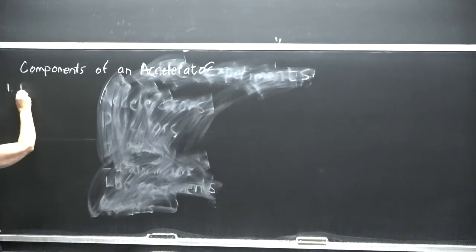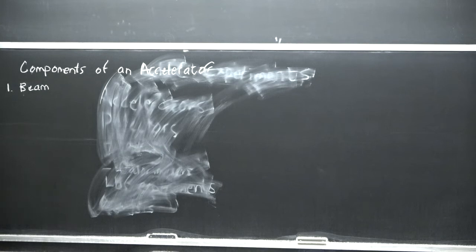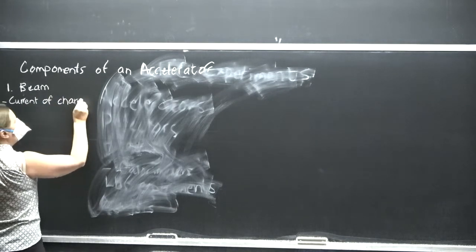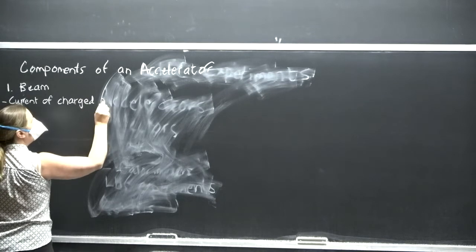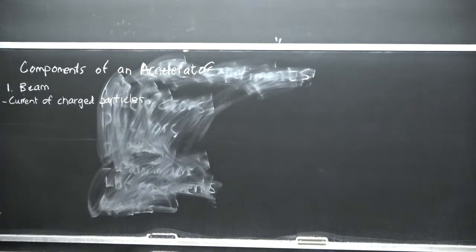Number one, you need a beam. One way to think about a beam in an accelerator is that it's actually a current of charged particles. Anyone know why the particles need to be charged, primarily? Exactly, that's going to be point number 2. We need to be able to control this beam, and for now, our primary method is essentially electromagnetism. And so we need to have charge to be able to do that.